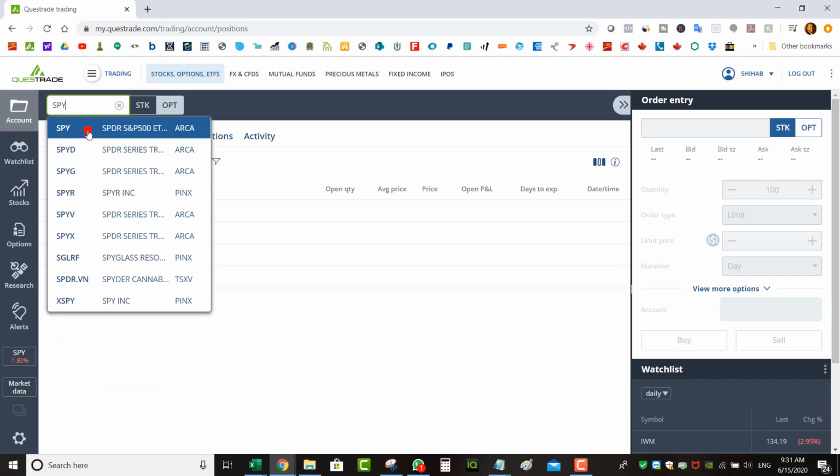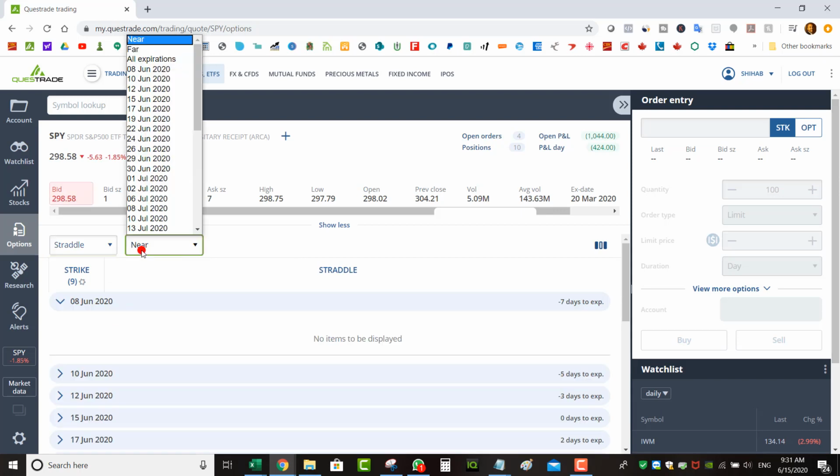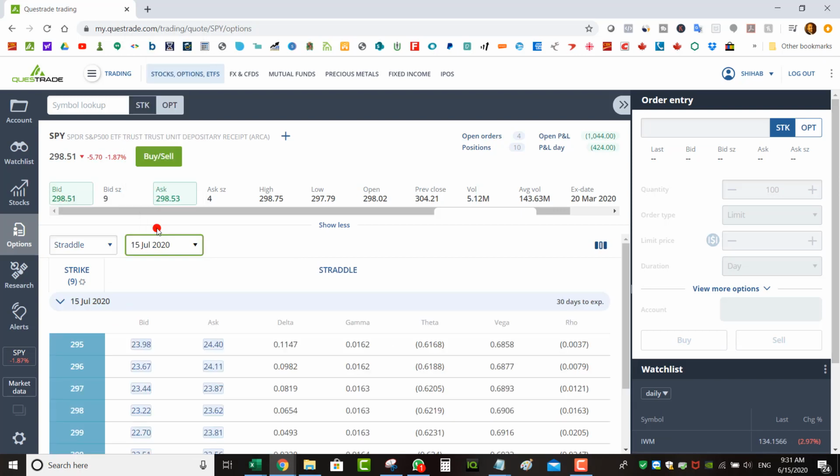sell a put spread on the SPY. So I'm looking up the SPY. I'm going to look at the straddle just to get the value of the expected move at July 15 expiry, because that's 30 days to expiration.